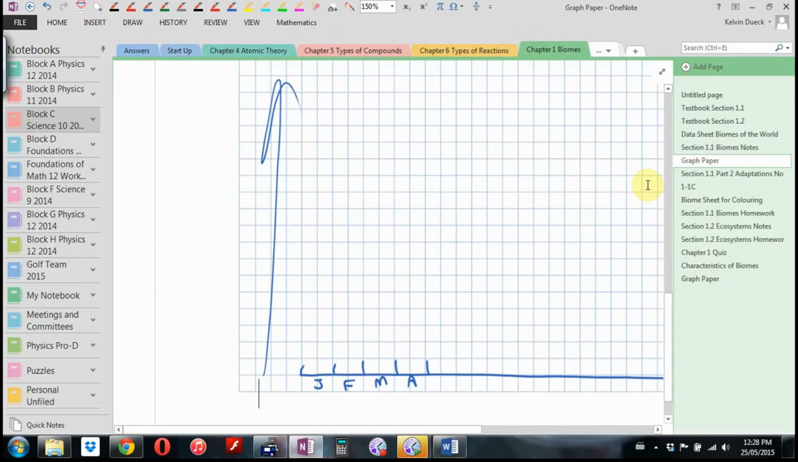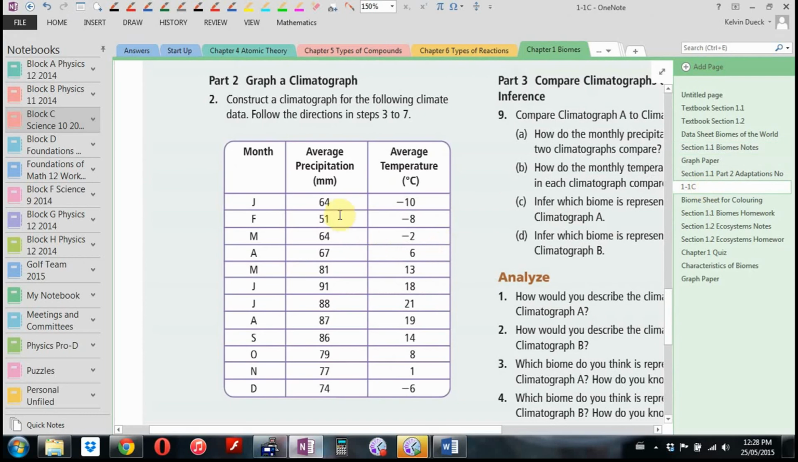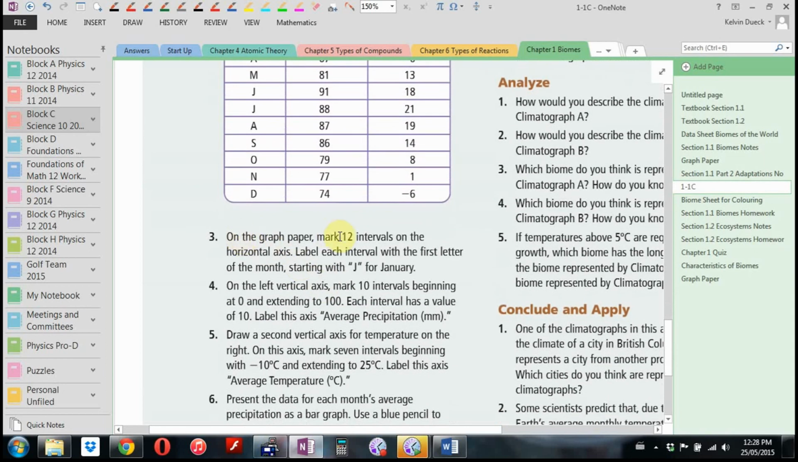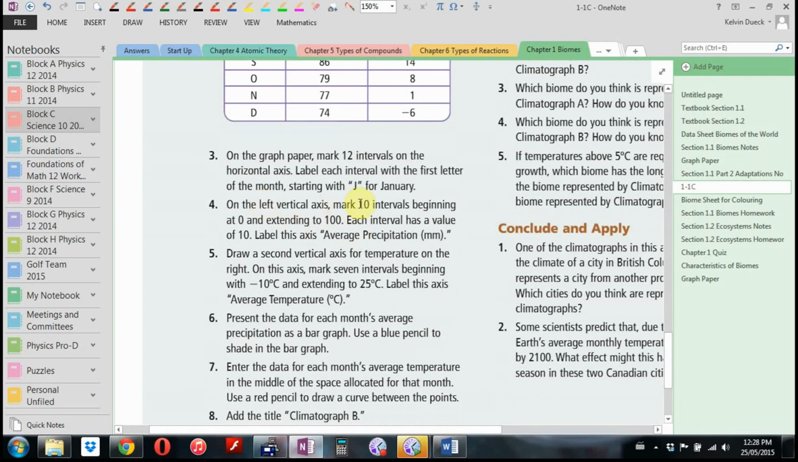Let's go back and look at this handout, or this page. Oh, right here. Not temperature, precipitation goes on the left side, and the instructions walk you through it. So it says on the graph paper, mark 12 intervals. Label each interval with the first letter of a month, starting with J for January. On the left vertical axis, 10 intervals beginning at 0 and extending to 100.